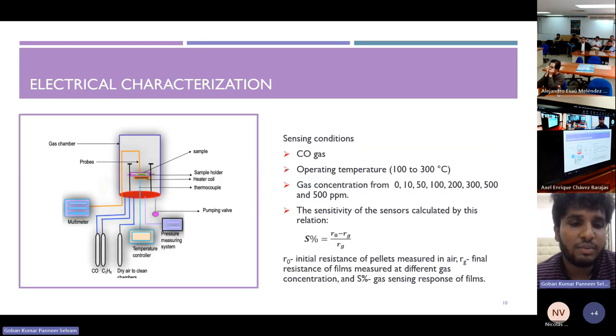This is the electrical characterization setup which I used in the laboratory to measure the carbon monoxide gas sensing. The operating temperature is 100 degrees Celsius to 300 degrees Celsius, and the concentration will be around 500 ppm. And this is the formula used for calculating the sensing response, where the sensing response equals the resistance of the air minus the resistance of the gas measured, divided by the resistance of the gas.